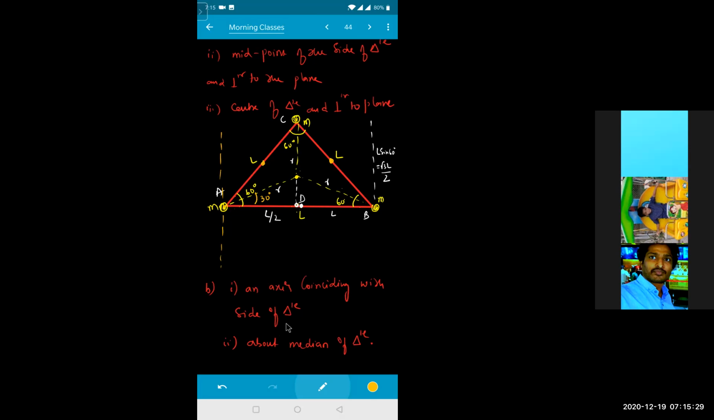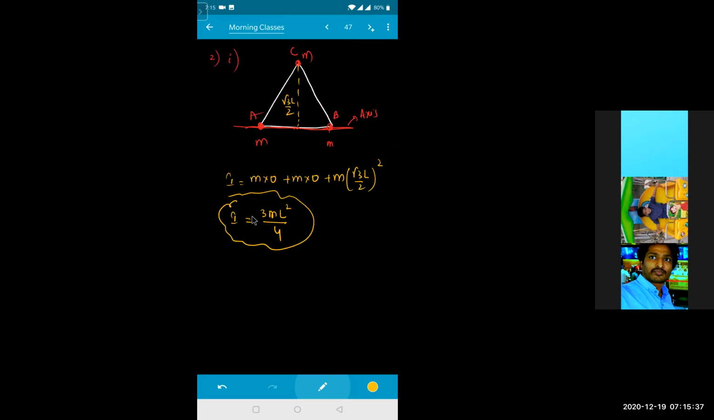Next one is about a median of the triangle. About the median, the moment of inertia of C will be 0. If I take the triangle like this, the median means: one particle here is C, this one is A, and this one is B. All masses are small m. Now this is an axis passing through C. This distance is L by 2, and this distance is also L by 2. This one is your median.